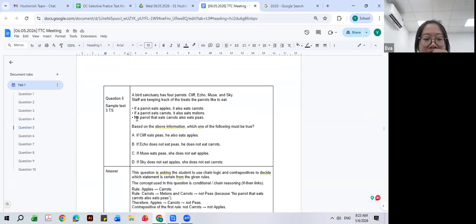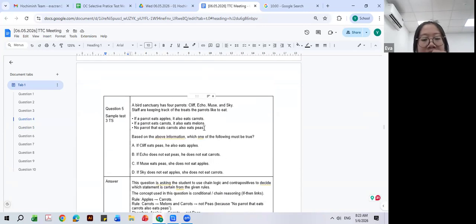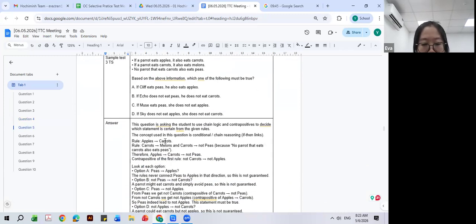And we continue with question number 5. We have the following information about the parrot's eating habits, and we need to find which of the following must be true. So the parrot eats apples and also eats carrots. Whoever eats apples always eats carrots, and whoever eats carrots always eats melons. And from the last information, it says that if it eats carrots it will not eat peas. So from the following relationships, only option C matches with the information here, so we choose option C.